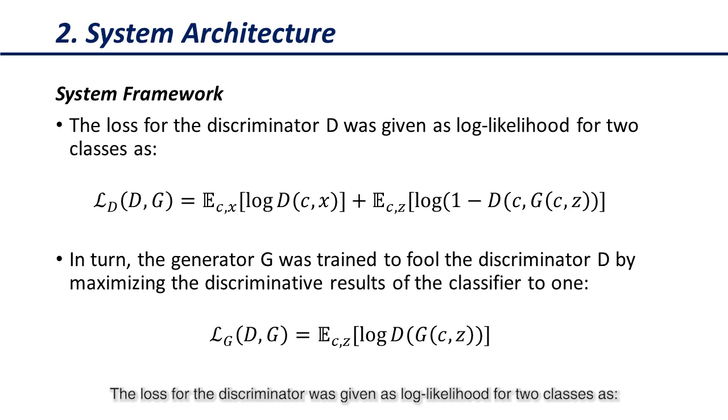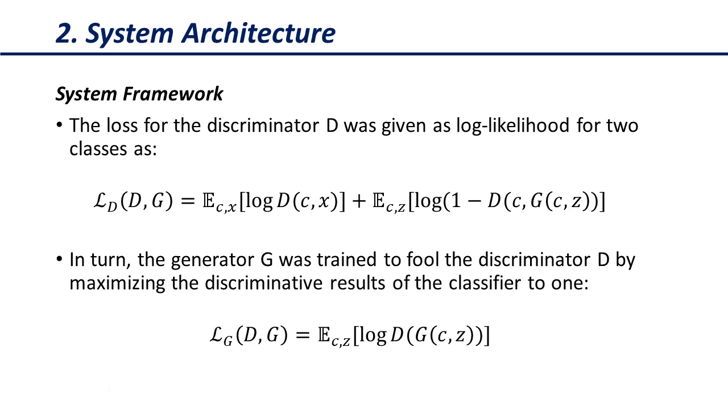The loss for the discriminator was given as the log likelihood for two classes: loss D(D, G) equals the expectation of log D(x) plus the expectation of log(1 minus D(G(z))). In turn, the generator G was trained to fool the discriminator D by maximizing the discriminative results of the classifier to 1: loss G(D, G) equals the expectation of log D(G(z)).